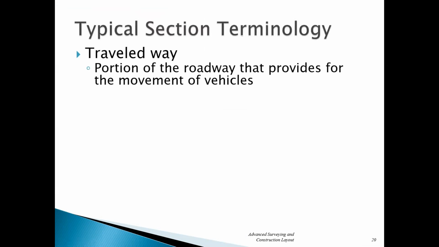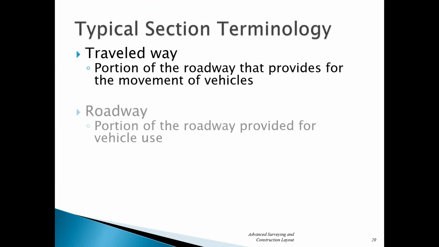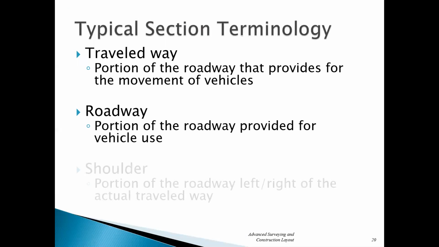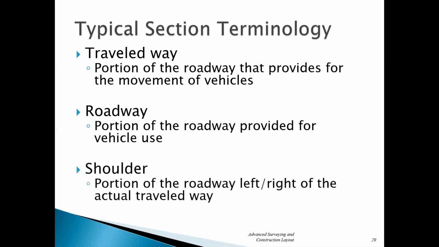So let's take a look at some typical section terminology. You have what's called a traveled way, which is basically the portion of the roadway that actually provides for the movement of vehicles. So that's essentially your pavement. The roadway itself is the portion of the roadway provided for vehicle use, but the traveled way might include shoulders, those kind of things. And then you have the shoulder, that's the piece left and right.